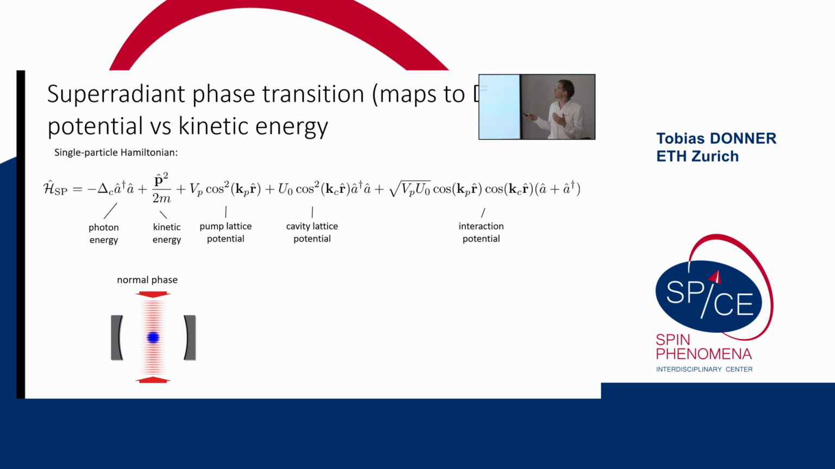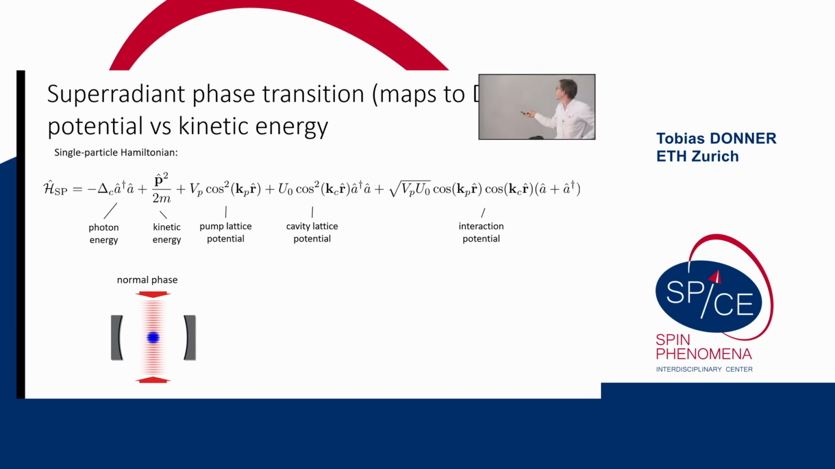So all this happens due to a competition between potential and kinetic energy, and this is why the single particle Hamiltonian, which I showed to you here, is also describing the coupling of motion to the light field inside the cavity. So you see we have the photon energy, we have the kinetic energy of particles, so that's the curvature of the wave function. We have a pumped lattice, so that's the lattice which we apply for the atoms. If there are photons inside the cavity, if a dagger a is non-zero, we have a cavity potential. And then the most important term is the last one, which is our interaction potential.